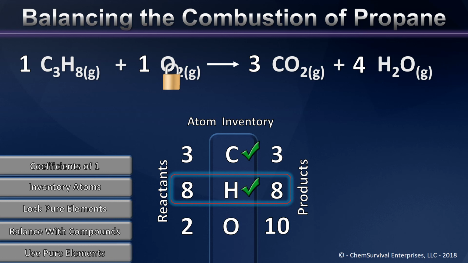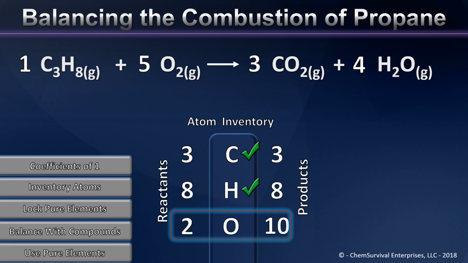At this point, it's time to unlock those pure elements and use them to do my final tweaks to the balancing of oxygen without throwing off all the hard work I've already done getting carbon and hydrogen balanced. So let's free up that O2 for use and change its coefficient from 1 to 5. When I do this, I create 10 moles of oxygen on the left side of my equation to match the 10 moles on the right. I have balanced all 3 elements, carbon, hydrogen, and oxygen, using a simple 5-step procedure.